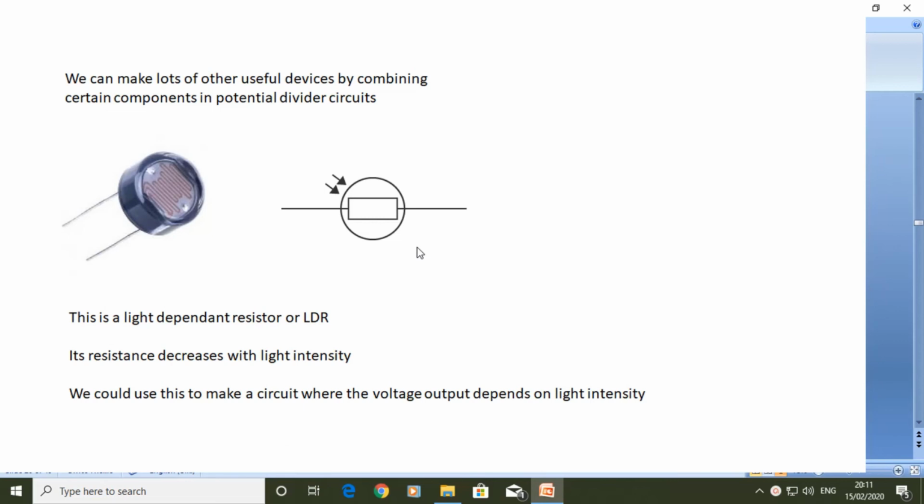And not just thermistors, but there are lots of components you can use to make useful devices. For example, this is an LDR, which is a light-dependent resistor, another component you should recognize from GCSE, and its resistance gets less when light shines on it. Its resistance decreases with light intensity, and if I swapped my thermistor for one of these, then I've got a light sensor. I shine light on it, and the voltmeter reading goes up.